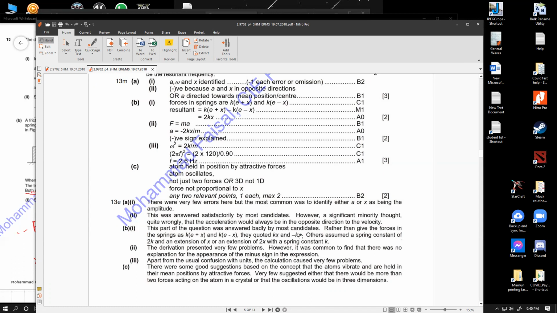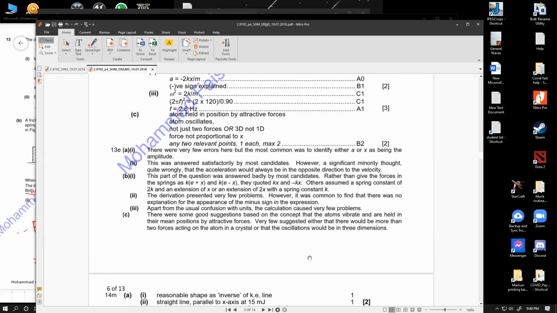What does the examination report have to say? There are some good suggestions based on the concept that the atoms vibrate and are held in their mean position by attractive forces. Very few suggested either that there would be more than two forces acting on the atom in a crystal or that the oscillations would be in three dimensions. That's it.